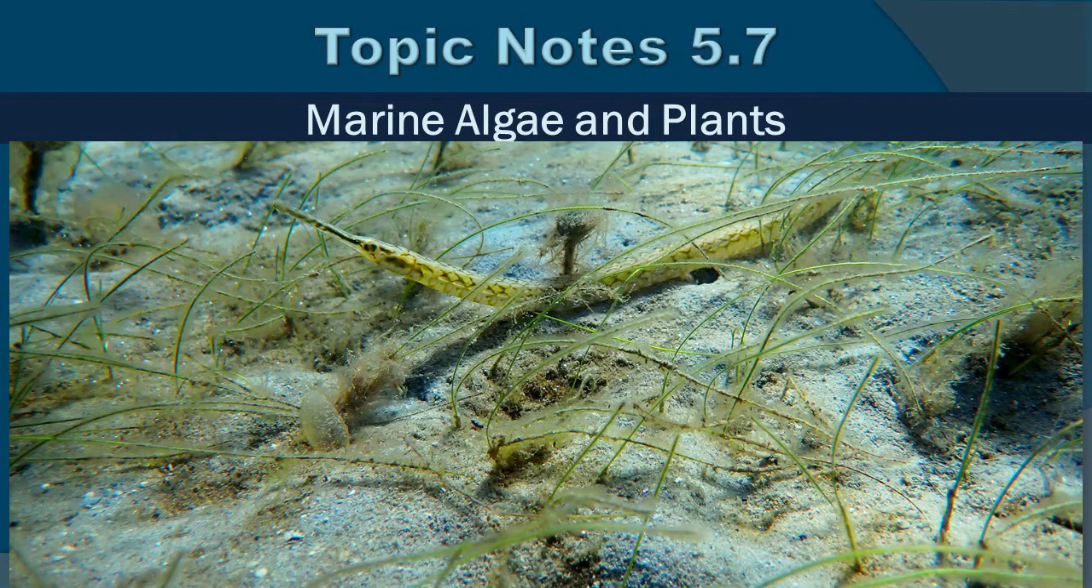Topic notes 5.7: Marine algae and plants. Now this picture shows a pipefish, which is kind of like a really straightened out type of seahorse, and they live in and amongst some of this seagrass and algae. And that is really the cool thing about marine plants, is how much life they support.